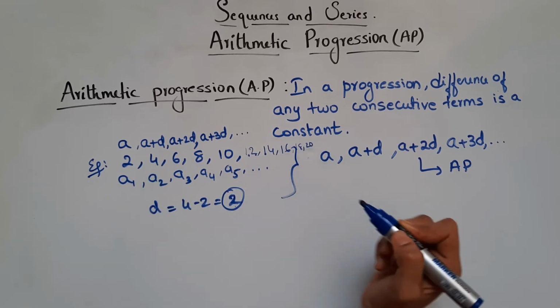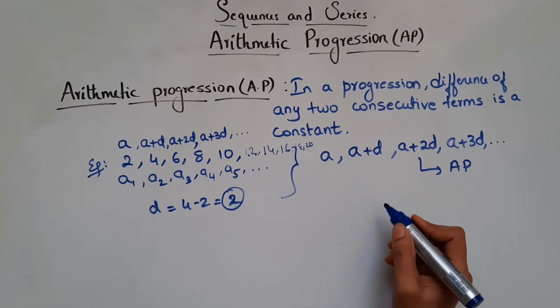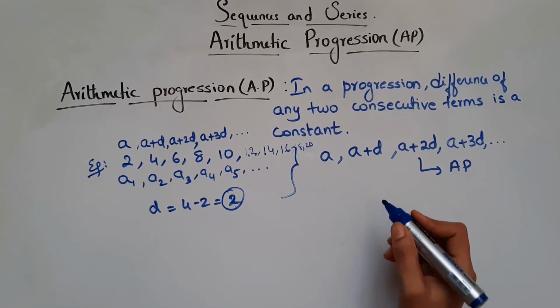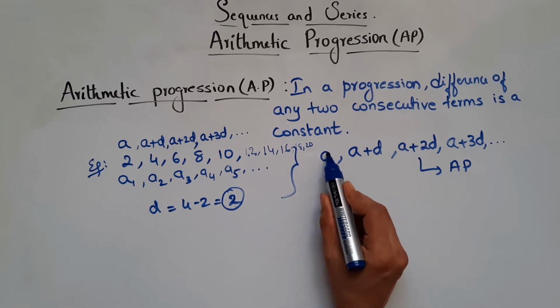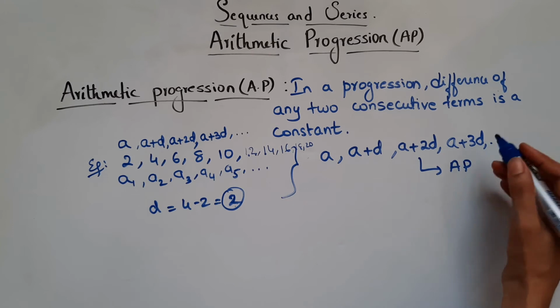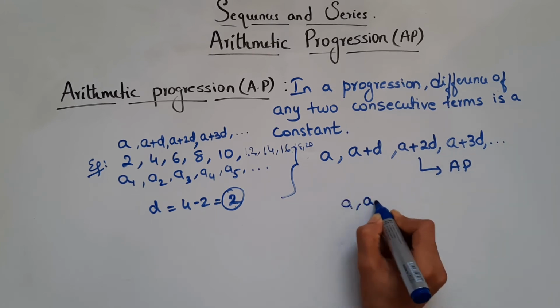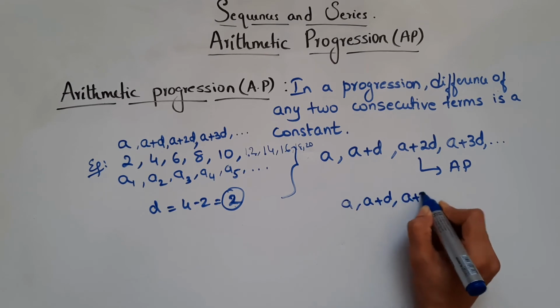Now if I ask what is the 25th term of this AP, you cannot keep adding 2 to this sequence, right? That is a difficult task. For that we have a formula to find the nth term. So let's see how to get that formula. Here if you see a plus d, a plus 2d, a plus 3d, and so on. What is the nth term?